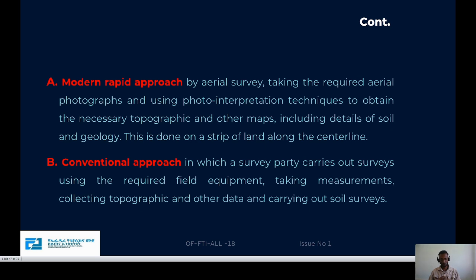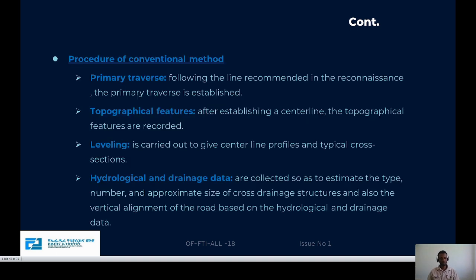The second is the conventional approach, mostly used in Ethiopia, in which survey parties carry out the survey using the required field equipment, taking measurements, collecting topographic and other data, and carrying out soil surveys by going to the site. These conventional methods have different procedures. The first is the primary traverse. The line recommended from the reconnaissance survey, the primary traverse is established for 10 or more alignments. Topographic features are recorded and a center line is established.